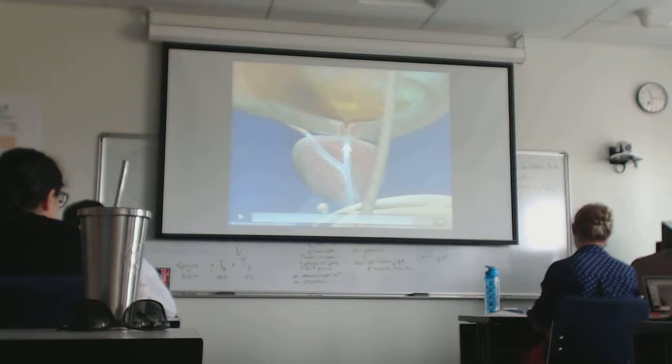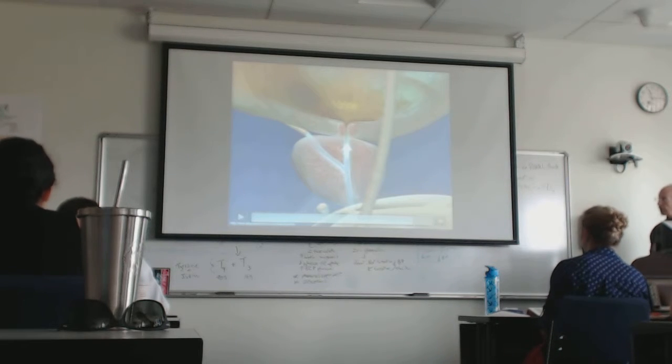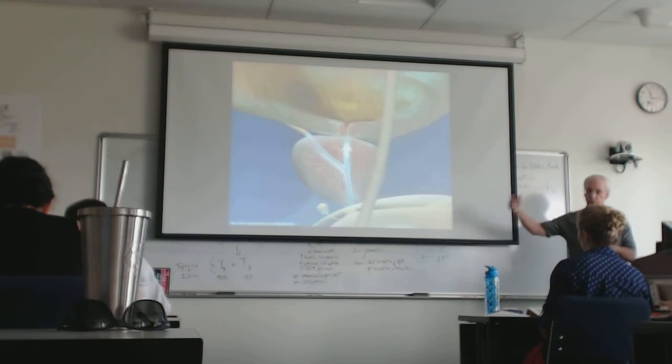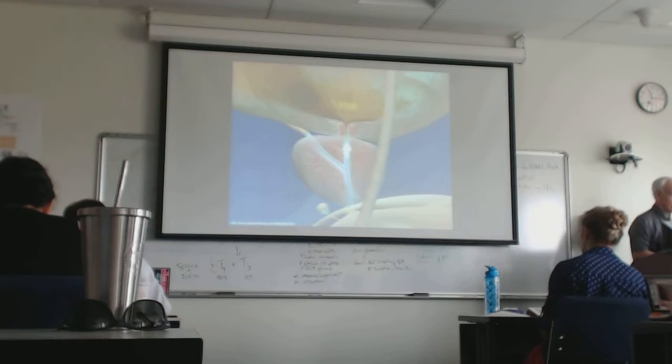So be sure you understand this. We talked about the preprostatic urethra. What we're looking at here is that sort of check valve to prevent the effluent from going back into the bladder.